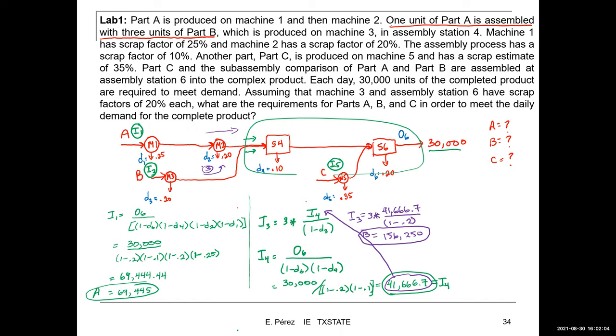Defective rate, the scrap rate in this case. So every time something goes in, you will lose some parts because they are defective. Good. Any other question?